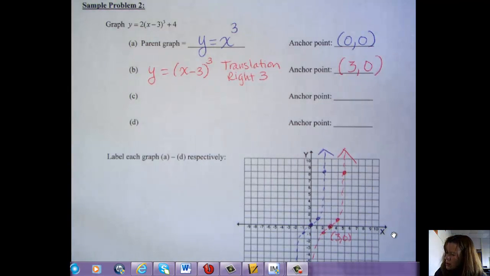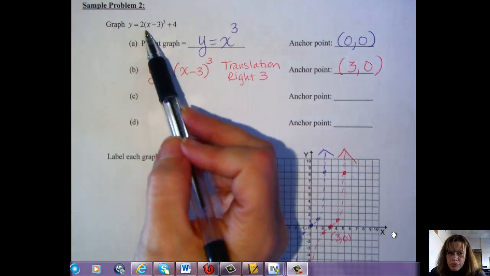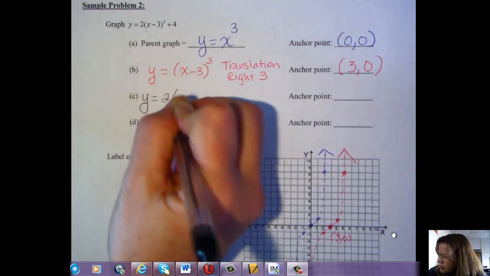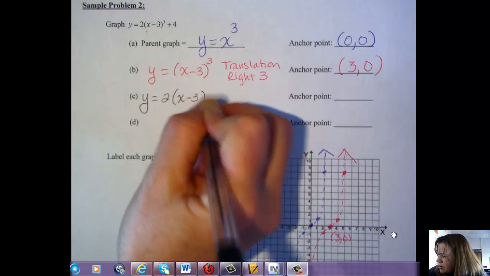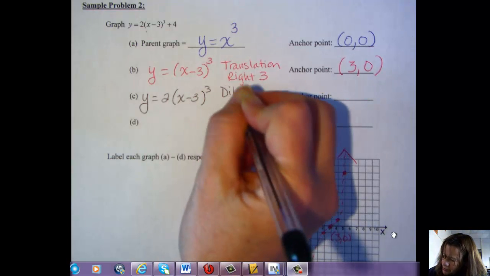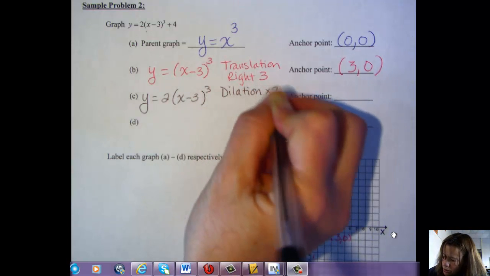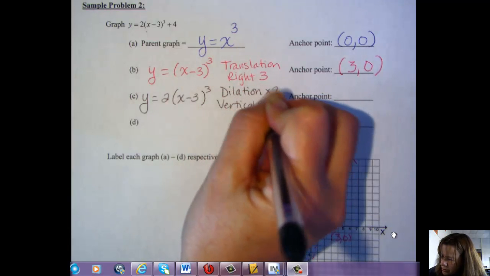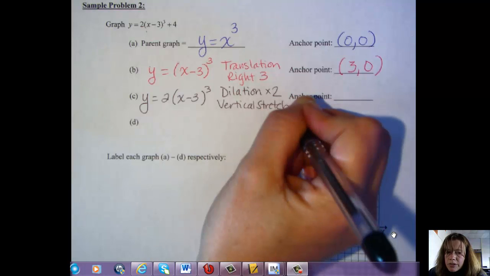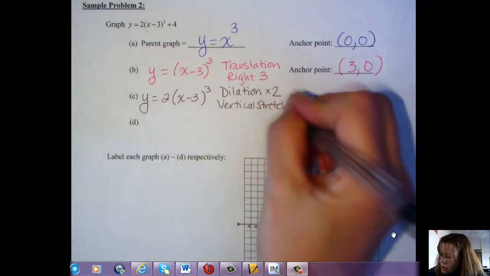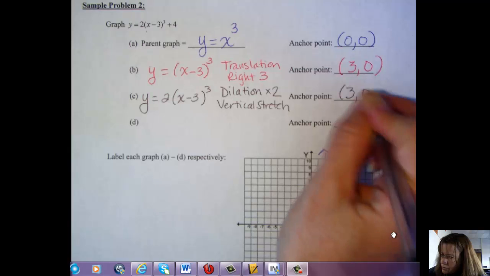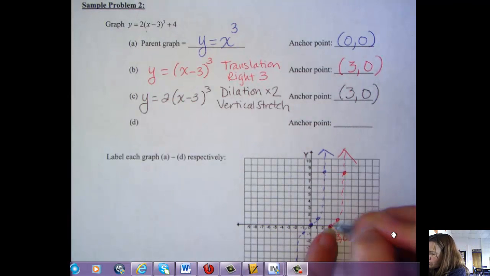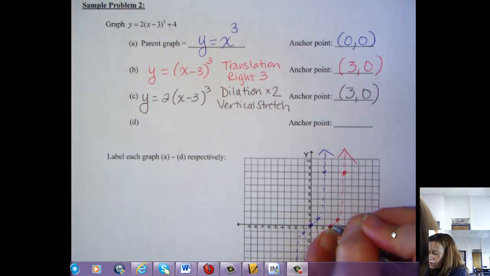Okay. Outside of my parentheses, I have 2 times that. Multiplication comes after parentheses in PEMDAS. This is a dilation by 2, which is a vertical stretch away from the x-axis. Again, with dilations, anchor points don't change, so it will stay 3, 0. So I take this red graph, measure distances from the x-axis and double them.